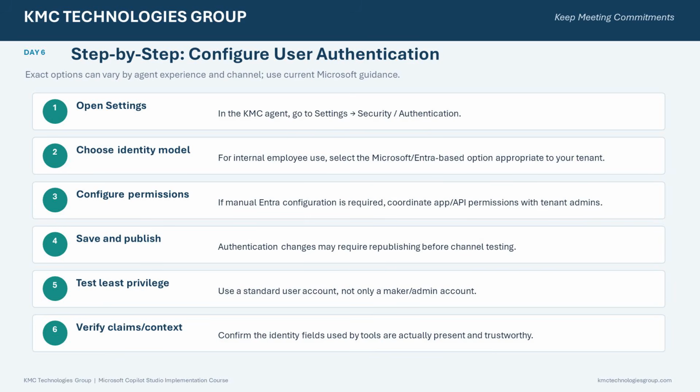Now let's configure authentication. Open the KMC agent and navigate to Settings, then Security or Authentication. For internal employee use, select the Microsoft or Entra-based identity option appropriate for the tenant and channel. If manual Entra configuration is required, coordinate application and API permissions with the Microsoft 365 or Entra administrator. Save the changes and republish the agent. Then test using a standard employee identity, not only an administrator or maker account. Finally, verify that any user identity fields used by downstream tools are actually available and trustworthy.